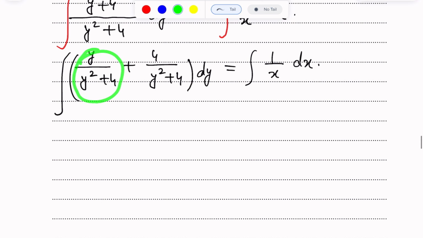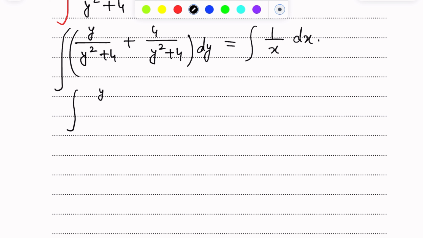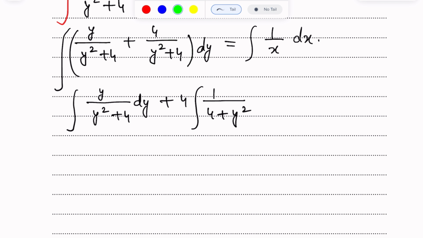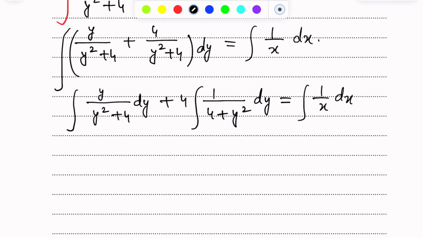Now we will integrate each fraction separately, so we will write it as integration of y over y square plus 4 with respect to y, plus 4 times integration of 1 over 4 plus y square, because we have to use a specific formula here, with respect to y. The right side is the same, integration of 1 over x with respect to x.